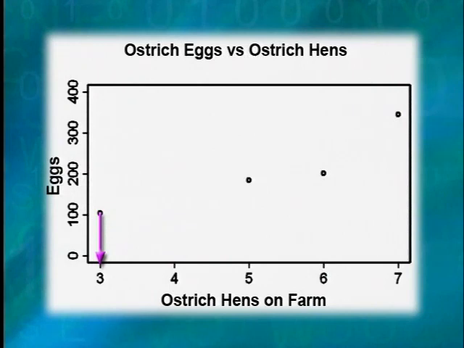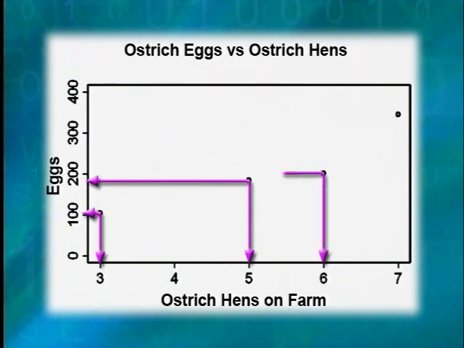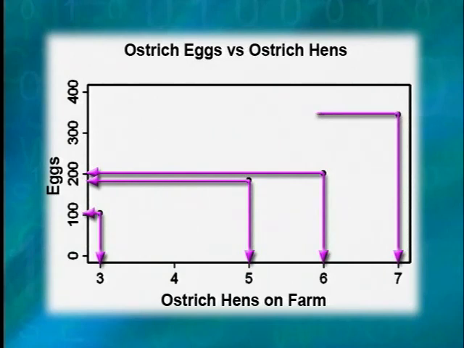This ostrich farm has 3 hens, and those hens laid a little over 100 eggs. This farm had 5 hens, and those 5 hens had close to 200 eggs. This farm had 6 hens and had a little over 200 eggs. This farm had 7 hens and had 300 and some eggs. So these are ostrich eggs.